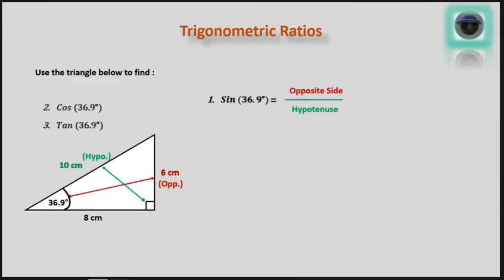Now, as we can clearly see, we have the opposite, we have the hypotenuse, and so the sine of 36.9 degrees is equal to the opposite side, which is this side here. Remember, sine is opposite over hypotenuse. SOH CAH TOA, SOH. So that means the opposite, 6 centimeters, over the hypotenuse, 10 centimeters.